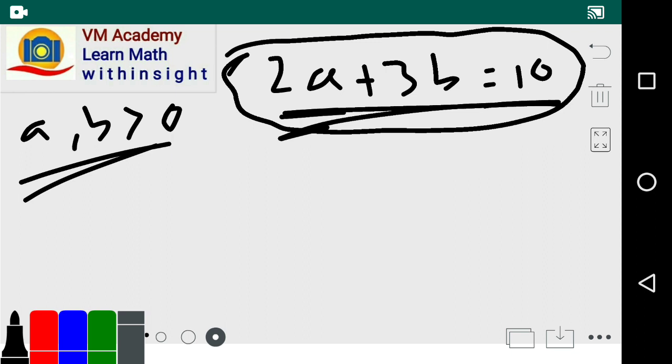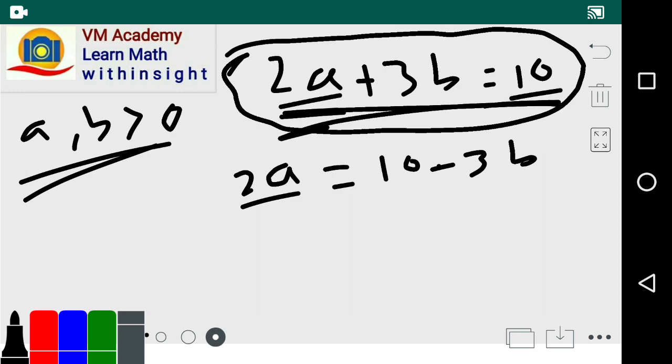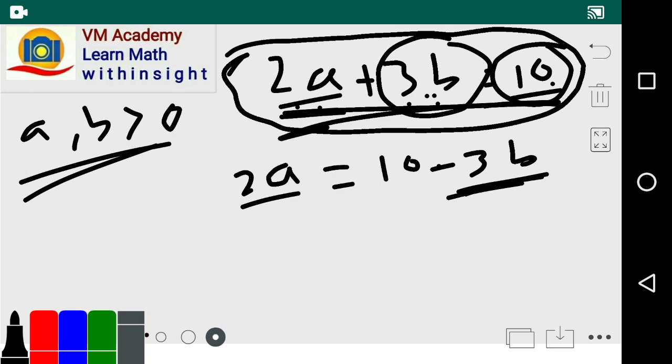Now if here we see 2A equal to 10 minus 3B, friends. Now this is even, this is even. So this must be even, because even plus even becomes even. If it is odd, then even plus odd becomes odd. So odd cannot be equal to even. So friends, this must be even. So for that B must be even, friends.